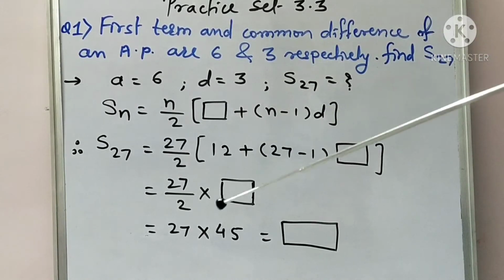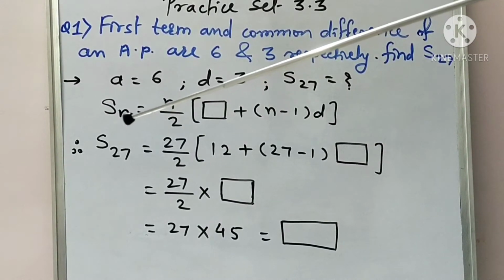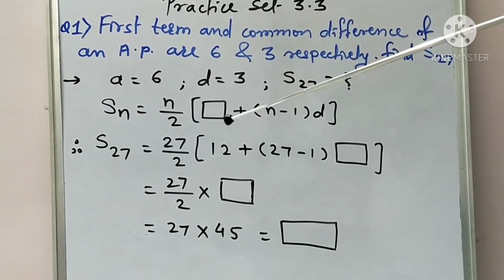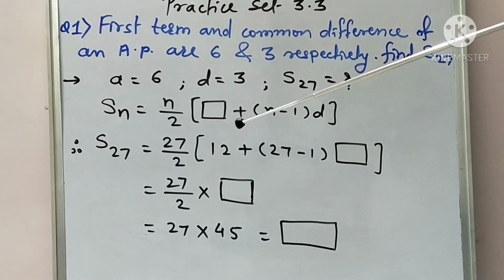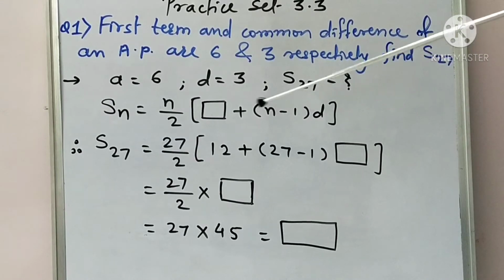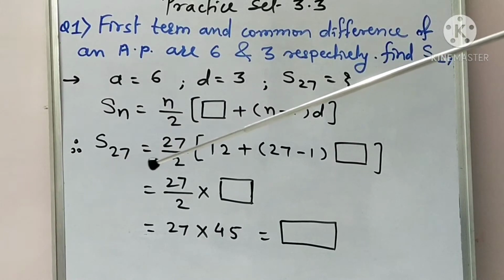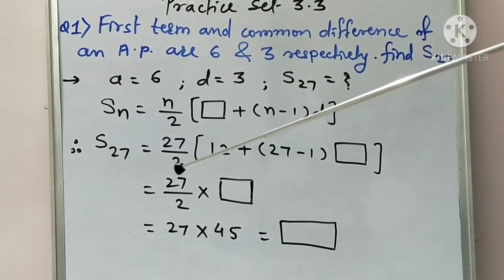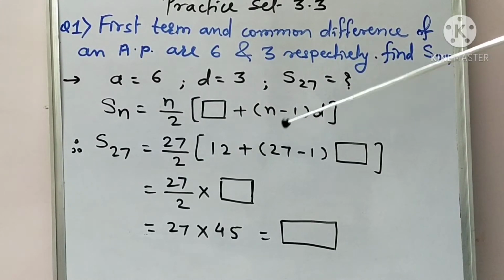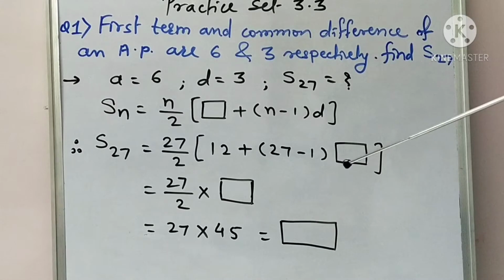As in the activity given here, we first have to write down the formula as Sn equal to n upon 2. In the empty box we write the correct term, plus n minus 1 into d, so we have to write the formula first. Then, taking n equal to 27, S27 equals 27 upon 2, and here we get 12 plus n minus 1, means 27 minus 1, into, in this box we write the value of d.